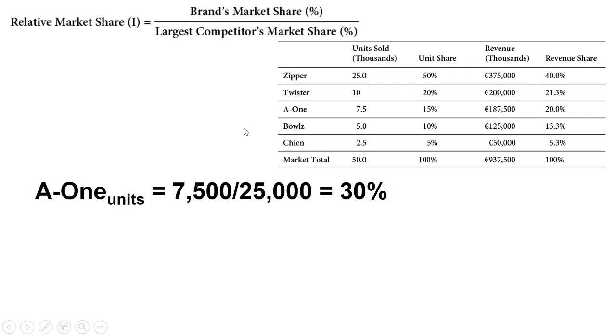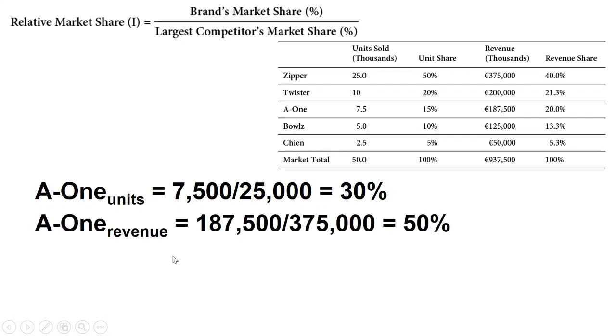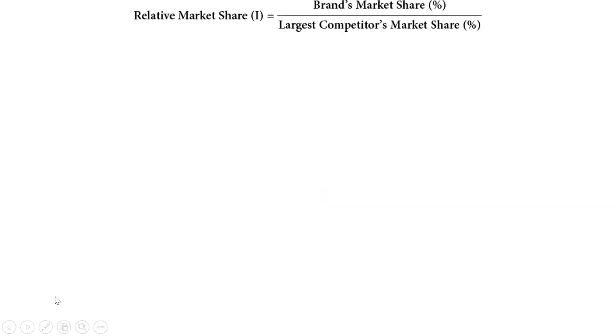Okay, so if you look at A1, 7,500 units sold. The market leader was Zipper, who sold 25,000 units. So A1's relative market share is 30%. In other words, their market share is 30% of the leader's market share. Okay, do the same thing for revenues, calculate the same numbers, and you end up with 50% relative market share.